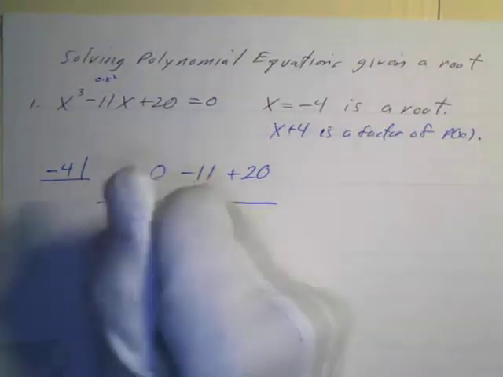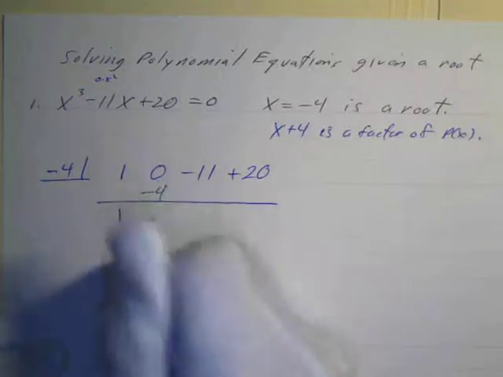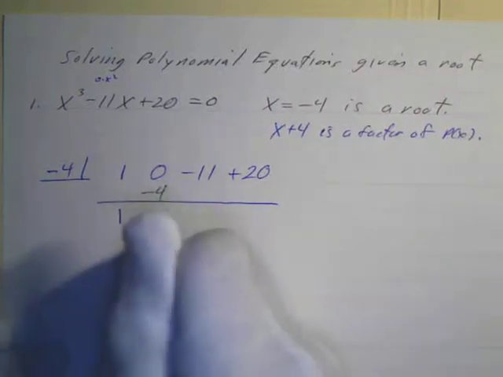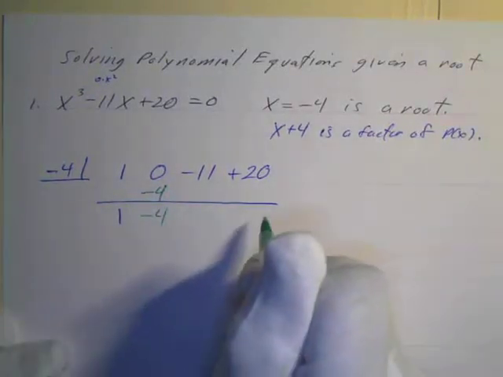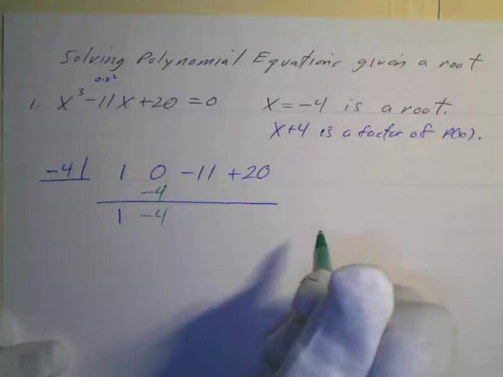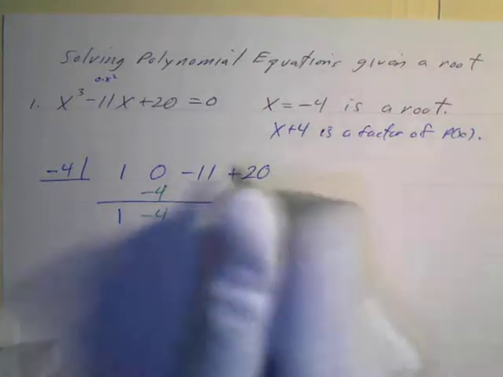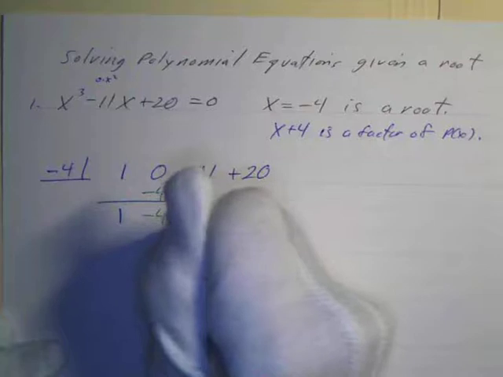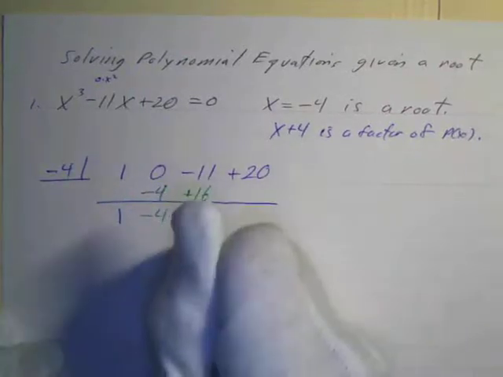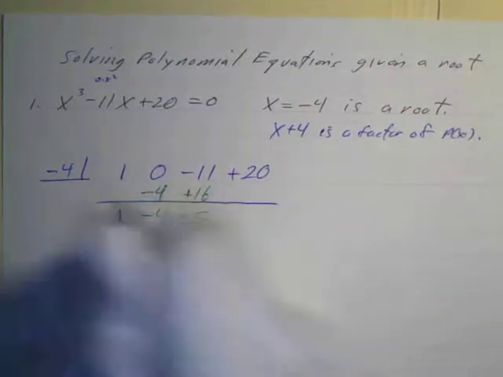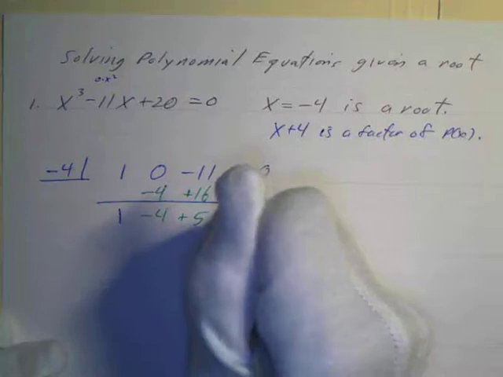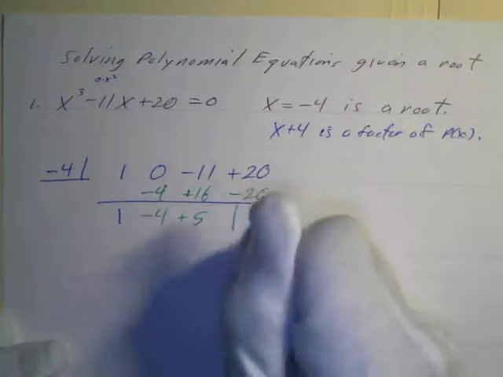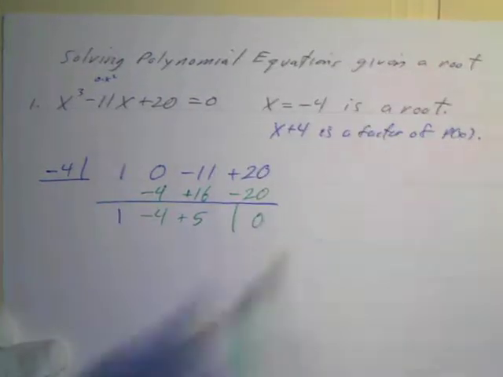Negative 4 times 1 is negative 4. Add, I get negative 4. Negative 4 times negative 4 is positive 16. Add and you get positive 5. And negative 4 times positive 5 is negative 20. And you add and you get 0, which is what you would expect if that's a factor.